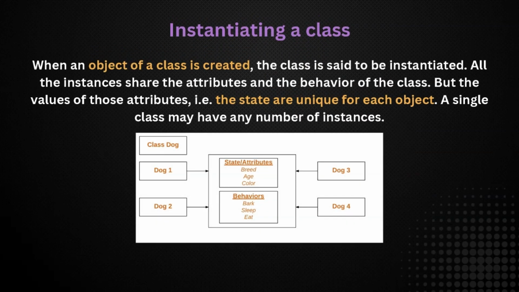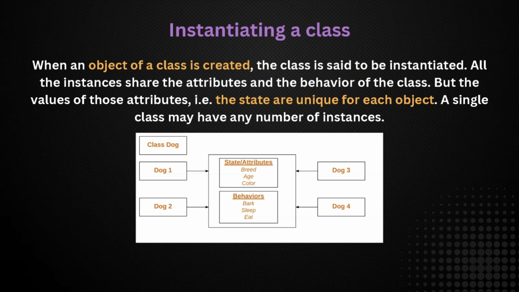Now let's see how to instantiate a class. When an object of a class is created, the class is said to be instantiated. A class is a blueprint, but when you use that blueprint through an object for the first time, it is known as instantiating a class. All the instances share the attributes and the behavior of a class, but the values of those attributes, or the state, are unique for each object. A single class may have any number of instances.